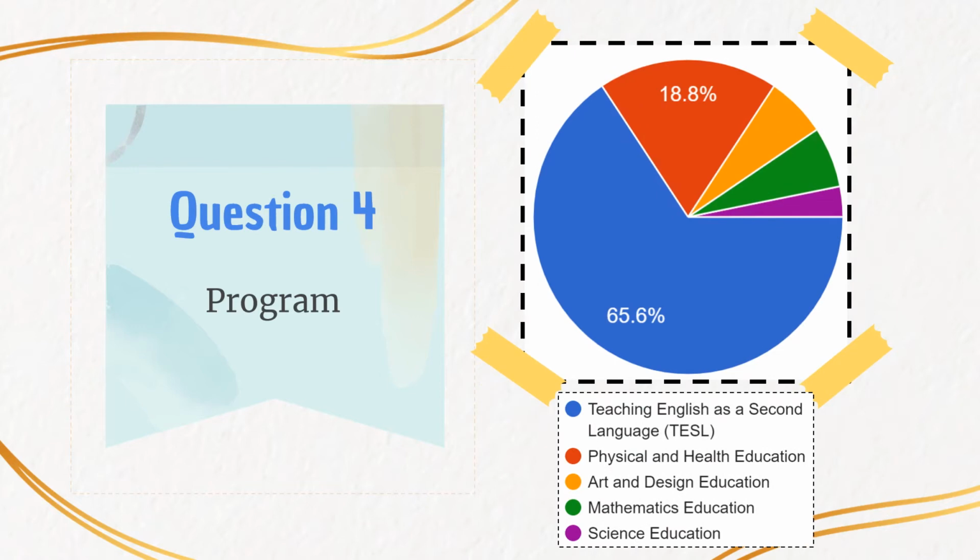Next, we asked about the program that our respondents are enrolled in. The majority of our respondents are from the TESOL program, which is 21 respondents. Second highest is respondents from the Physical and Health Education program, which is 6%. 2 of the respondents are from the Art and Design Education program, another 2 respondents from the Mathematics Education program, and 1 respondent from the Science Education program.